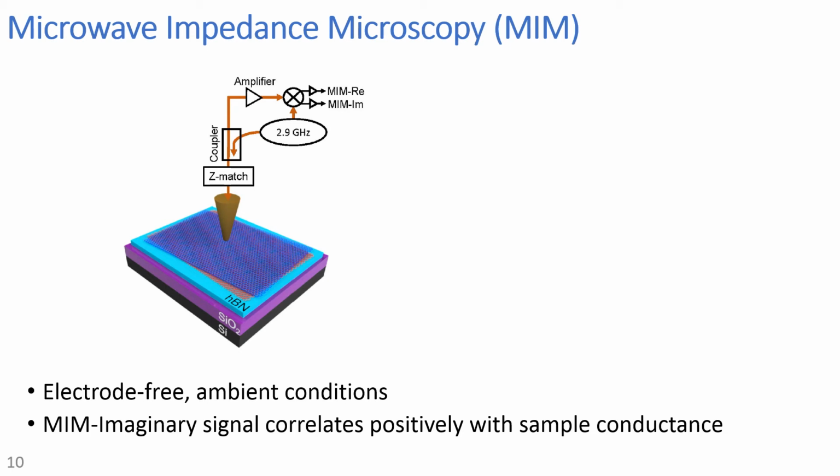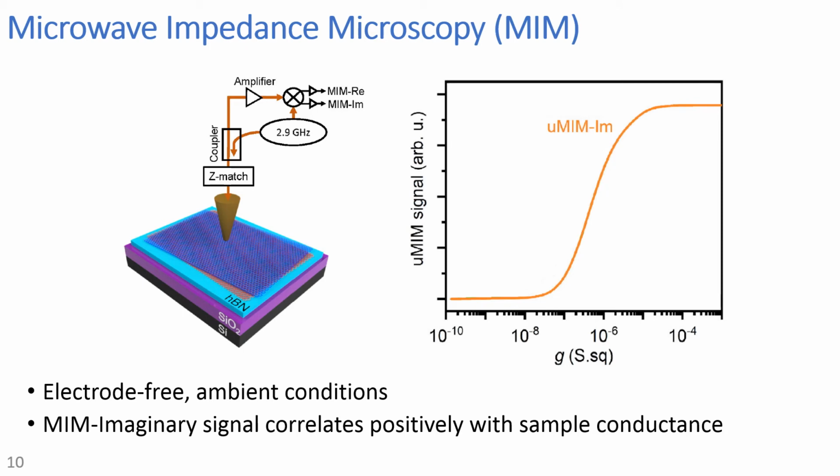Usually, the interaction between the sample and the tip can be considered with lumped circuit elements. The signal measured by MIM is proportional to the complex admittance between the sample and the tip, and we can simulate how the signal changes as a function of the sample sheet conductance. Our simulation result, as shown here, shows that the imaginary part of the signal changes monotonically with the conductance, and therefore the imaginary image of MIM is instructive in visualizing the local conductance in the sample.